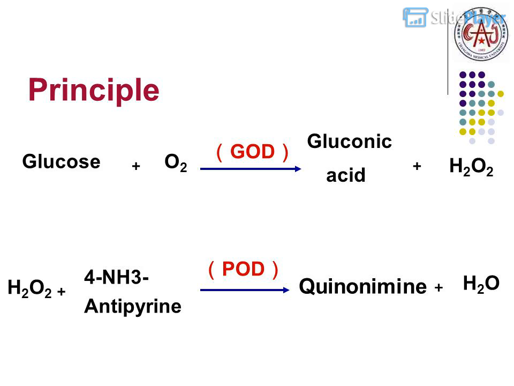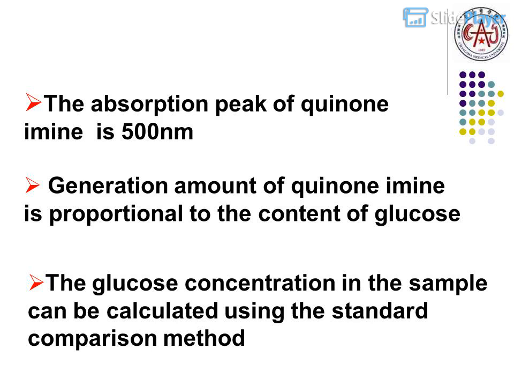Principle: glucose, O2, H2O, catalyzed by GOD, produce gluconic acid and H2O2. Then H2O2, 4-aminoantipyrine and phenol, catalyzed by POD, produce quinonium and H2O. The absorption peak of quinonium is 500 nanometers. The generation amount of quinonium is proportional to the content of glucose. The glucose concentration in the sample can be calculated using the standard comparison method.